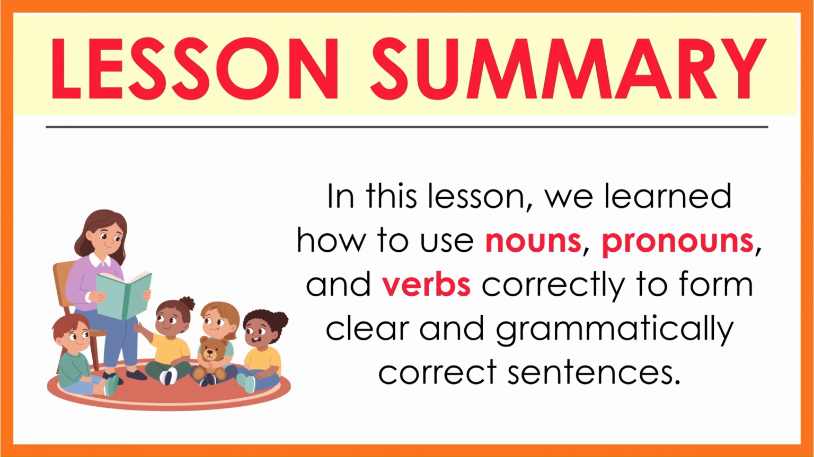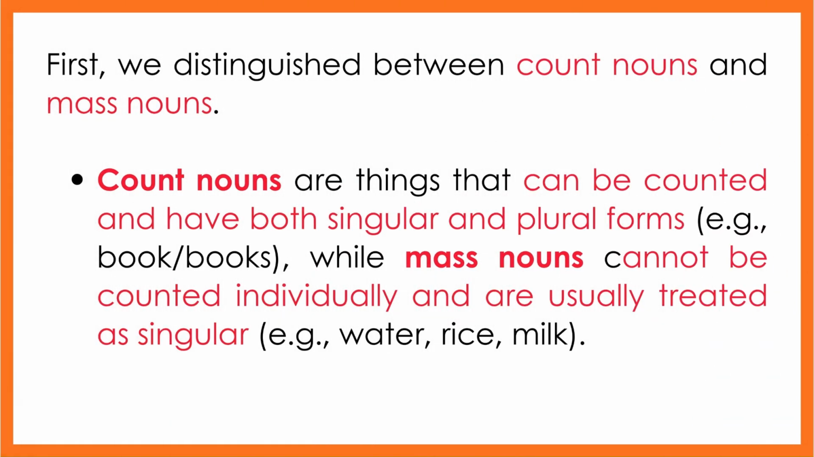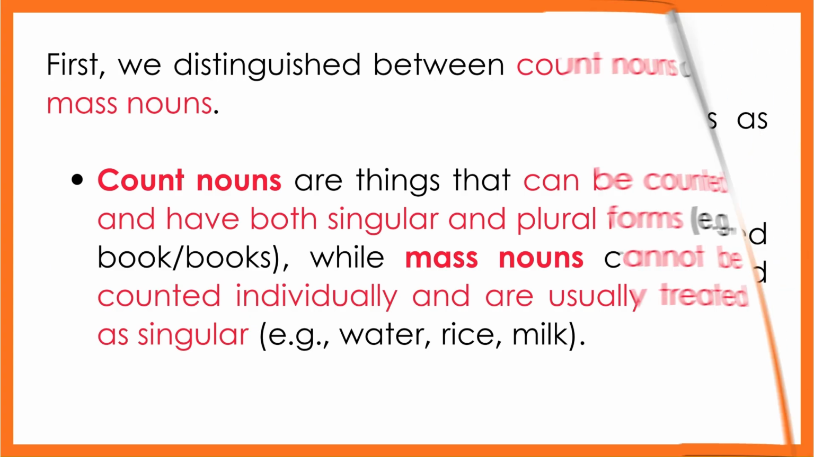Our lesson summary. In this lesson, we learned how to use nouns, pronouns, and verbs correctly to form clear and grammatically correct sentences. First, we distinguish between count nouns and mass nouns. Count nouns are things that can be counted and have both singular and plural forms. Example, book, books, while mass nouns cannot be counted individually and are usually treated as singular. For example, water, rice, milk.